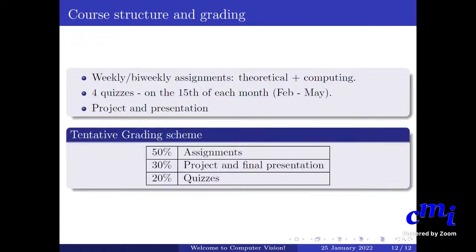The tentative grading scheme is as follows. 50% of the grade will be for your assignments, 30% will be for the project and final presentation. So that is like your final exam, and 20% awarded for your quizzes.